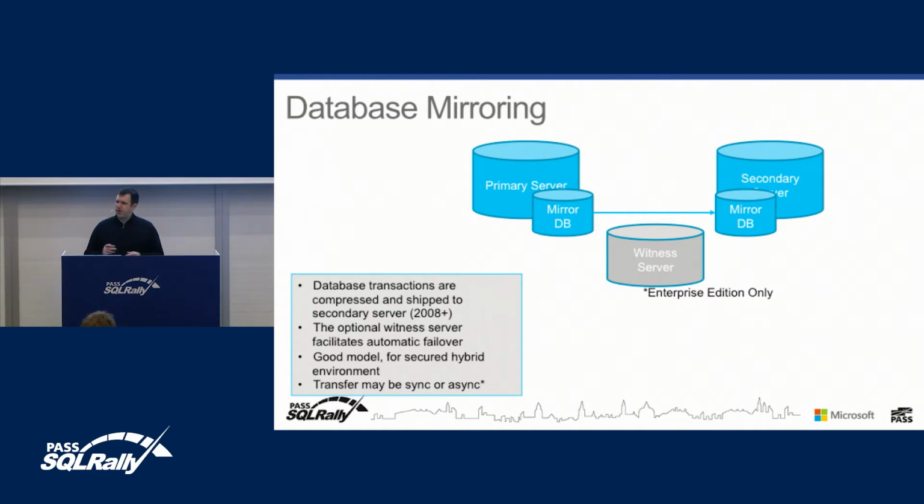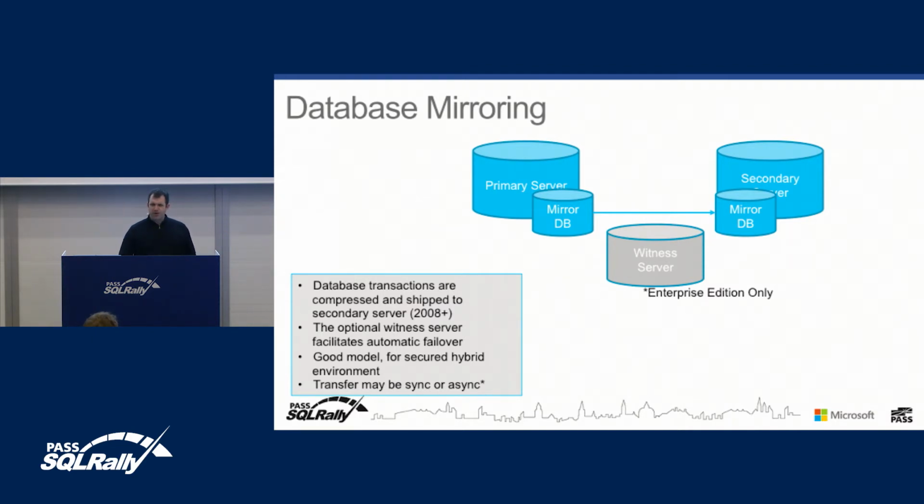There's two modes of database mirroring. There's high performance mode, which is asynchronous replication. That's only available in Enterprise Edition. There's also a high safety mode, which is synchronous. And in synchronous mode, the transaction isn't committed until it reaches the secondary, or the transaction log on the secondary. So it will impact performance on your primary system. So just be aware of that.